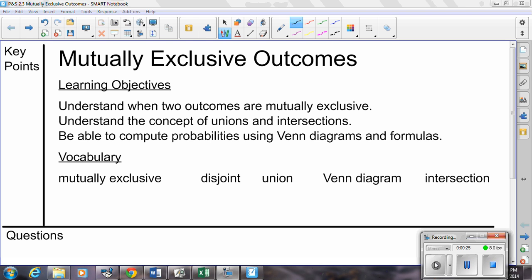The second is to understand the concept of unions and intersections. Understanding unions and intersections requires us to be able to work with Venn diagrams, and there are union and intersection symbols that we will look at as well. But altogether, the whole point for why we're doing these pieces is so that we can compute probabilities using a Venn diagram to get the answer, or using a formula to get the answer.